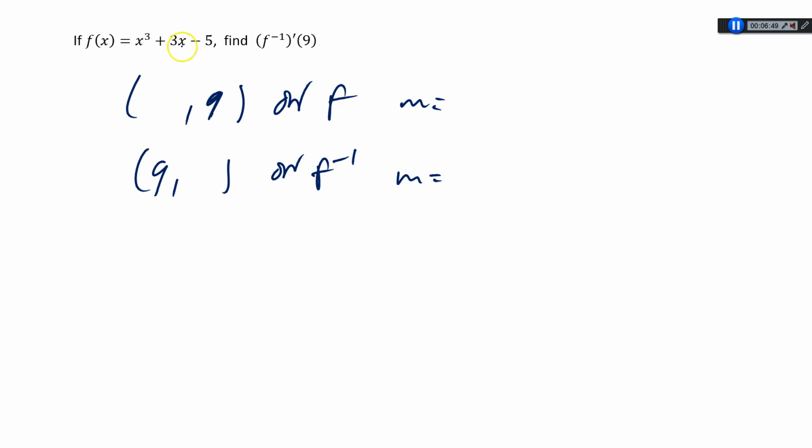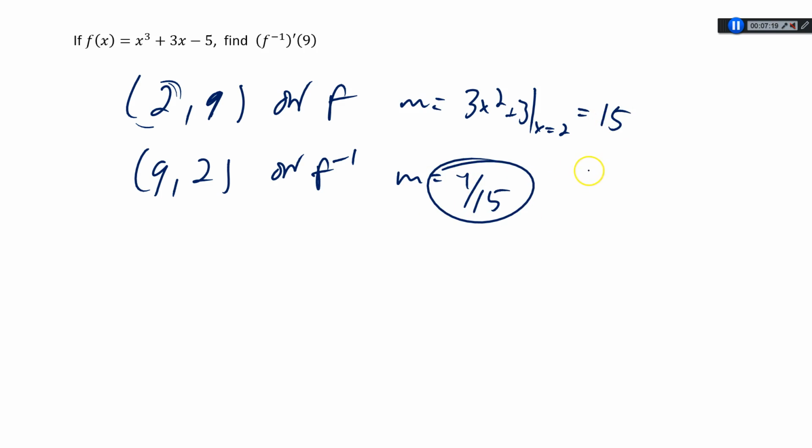Let's try 0. 0 minus 5, nope, negative 5, doesn't work. How about 1? 1 plus 3 is 4, minus 5 is negative 1, that doesn't work. How about 2? 2 cubed is 8, 8 plus 6 is 14, minus 5 is 9, that works. So 2, 9, 9, 2. The reason we needed that is because I need to know what the x-coordinate is to plug into the derivative. So this is going to be the derivative, which is 3x squared plus 3, evaluated at x equals 2, which is 4 times 3 is 12, plus 3 is 15. So this guy is 1/15. Cool.